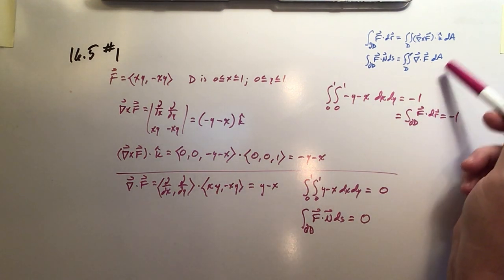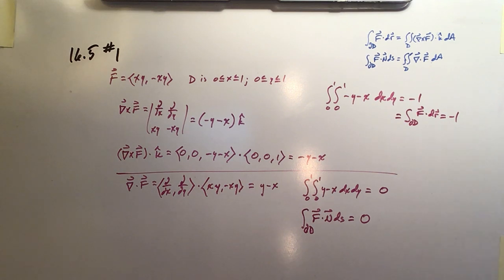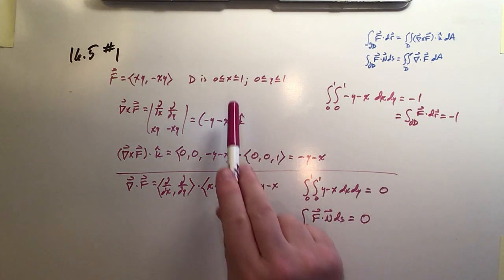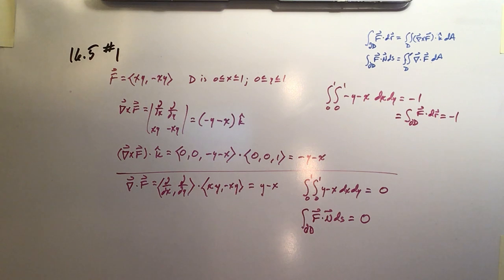So there it is. These conversions into divergence and curl are just really powerful, particularly anytime where the loop would be really hard to write a vector function for.